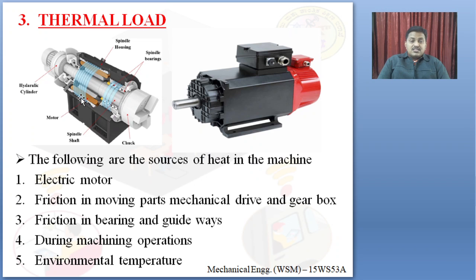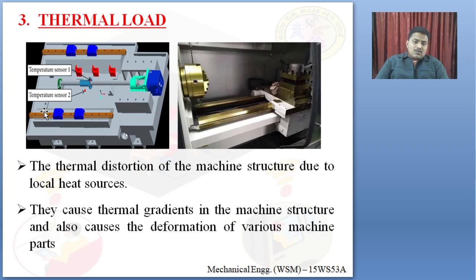So the next topic is thermal load, very important. Thermal loads are the thermal distortion of a machine structure due to local heat sources. What happens in CNC machines? All the motors are fixed inside the structure. The motor produces a lot of heat. This heat is not able to dissipate, and cutting forces also generate a very high amount of heat that is not dissipated. This local heat causes distortion in the machine structure. They cause a thermal gradient, a temperature difference in the machine structure, and also cause deformation of various machine parts.